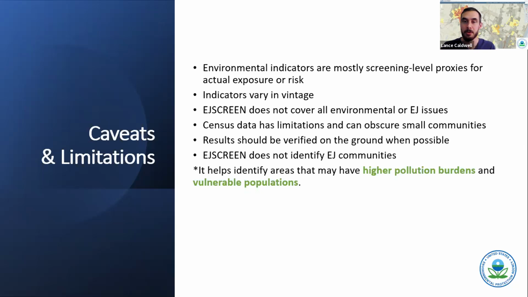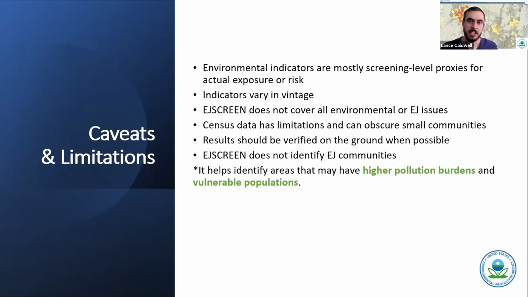EJScreen does not cover all environmental or EJ issues. I wish we could put 1,000 indicators on there, but EJScreen is constrained by the fact that it only uses environmental indicators that have national consistency across all US census block groups. And it has to come from the same source too, which is tricky in a country like the United States, where the 50 states a lot of times will sample differently and use different measurements and methods. And so EJScreen only uses data that was collected using the same methodologies across all groups.